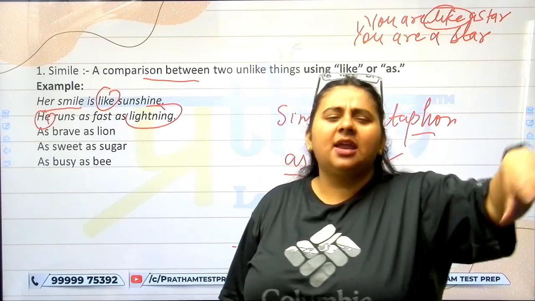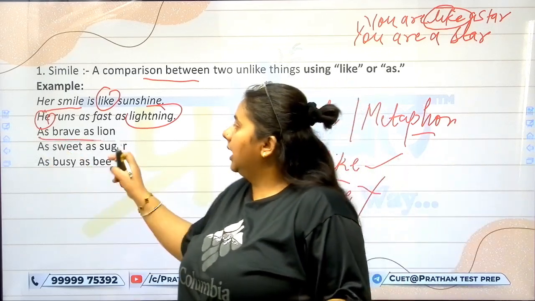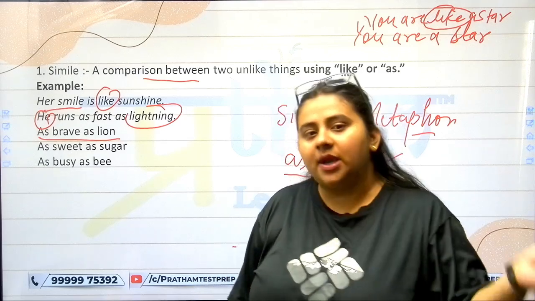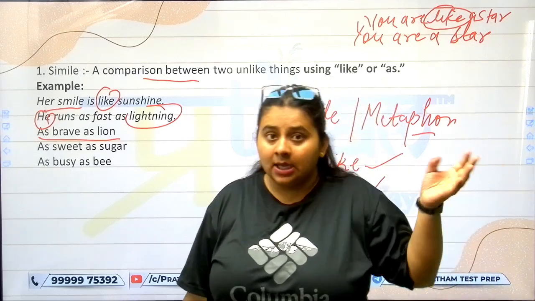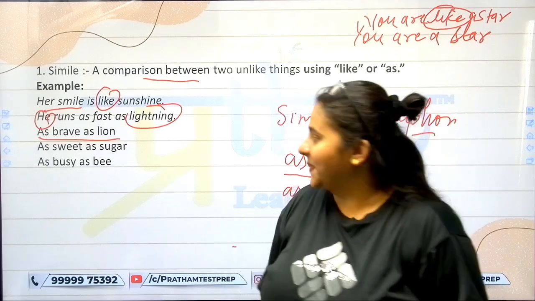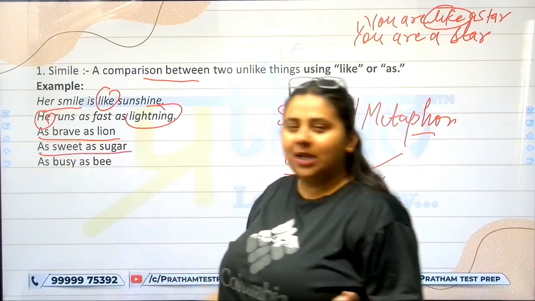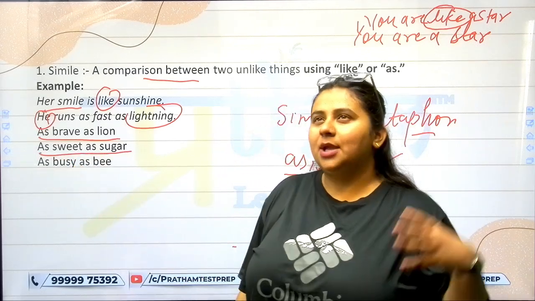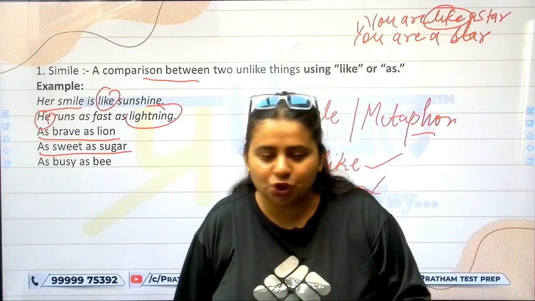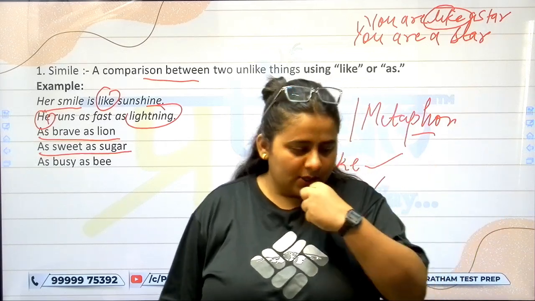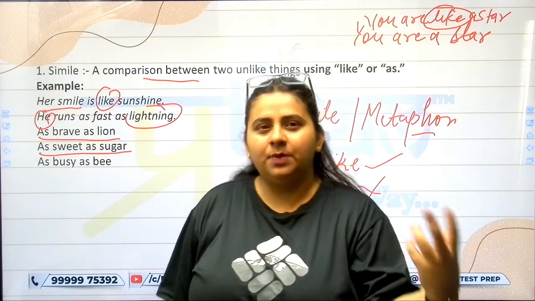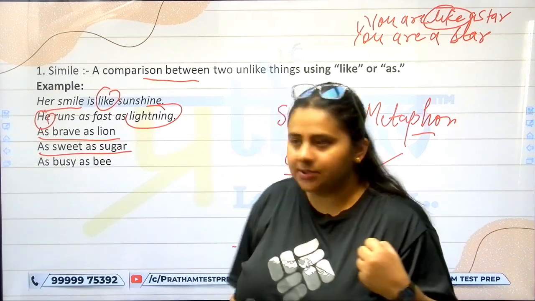Similarly, as brave as a lion. His qualities are being compared, that he is as brave as the lion, the king of the jungle. Similarly, as sweet as sugar. When you see somebody who is very sweet, very sugary, when that person talks, it's very intense, kind of enticing. So that is the sugar-like quality of a person.